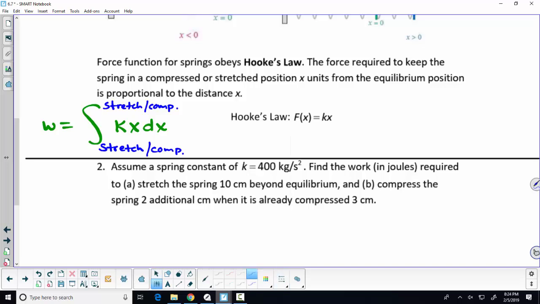Okay, so let's assume a spring constant of 400 kilograms per second squared. Find the work in joules required to a, stretch the spring 10 centimeters beyond equilibrium, and b, compress the spring 2 additional centimeters when it is already compressed 3 centimeters.